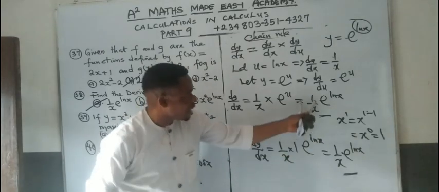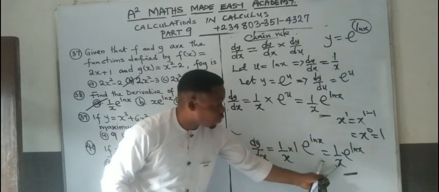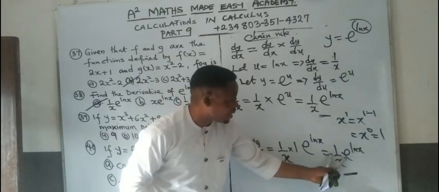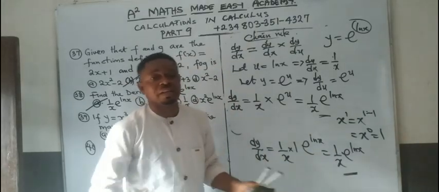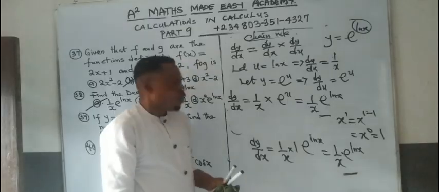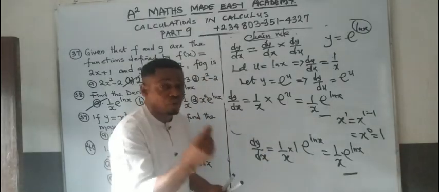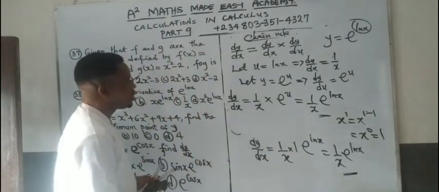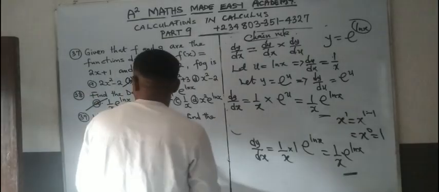Did they relate? Can you see this is 1 over x? This is 1 over x. This is exponential ln x. This is exponential ln x. Now this is for those that are writing theorem questions, while this one is for objective using the shortcut method.